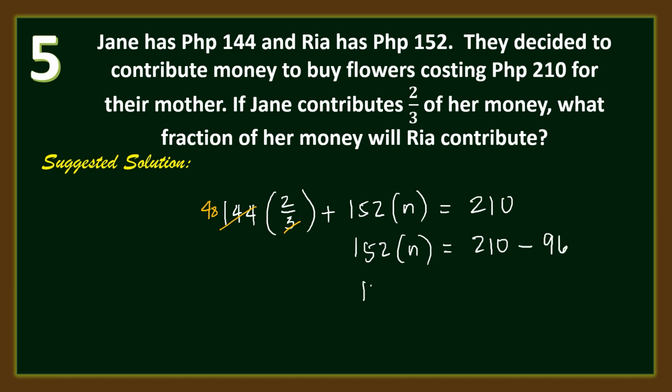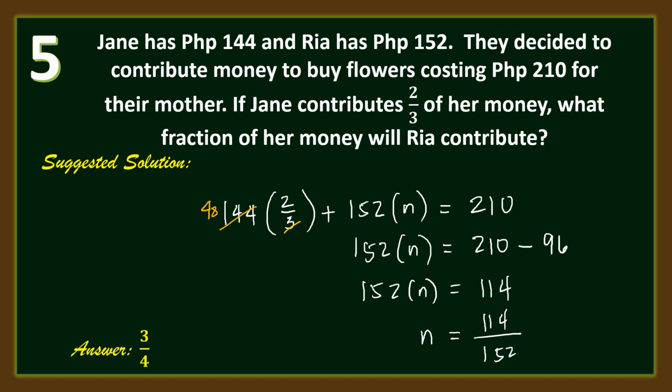So we have 152 of n is equal to 114. So we have the fraction 114 over 152. Divide the numerator and denominator by their GCF, which is 38. We will get 3/4.